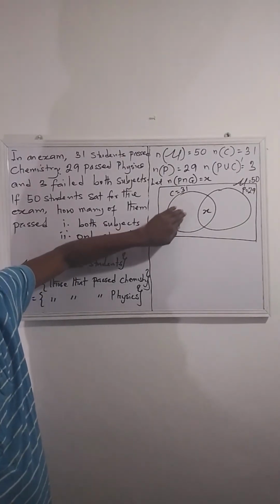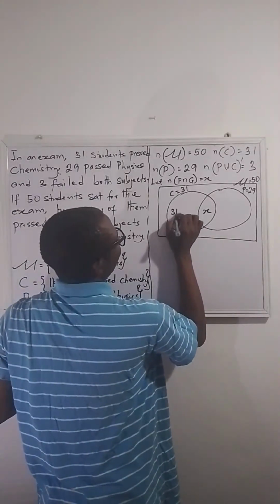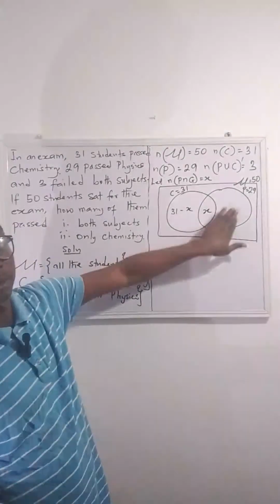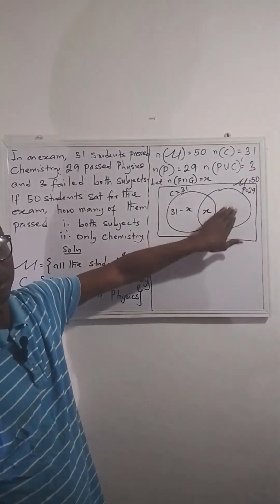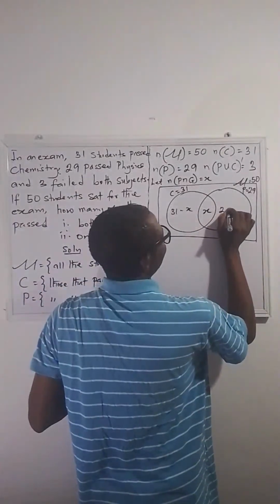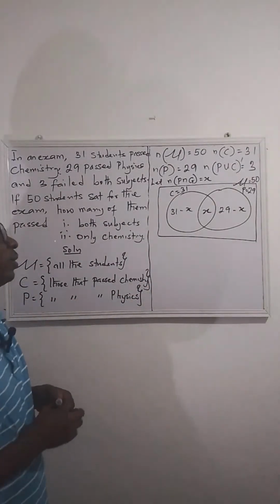So now, the next thing is to get these first parts. Those that passed only chemistry, so you write that one out. You have 31 minus X. Now, let's move to this part. Those that passed only physics. So that's going to be 29 minus X. You get that? Okay, good.